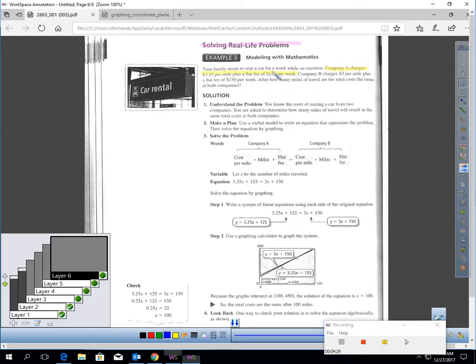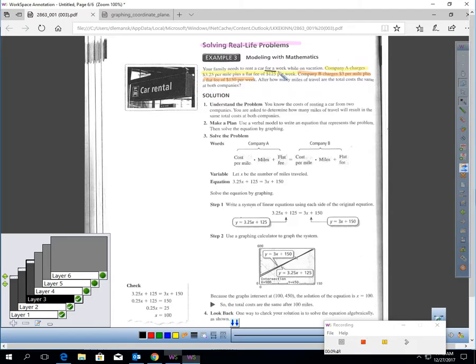Okay? Your family needs to rent a car for a week while on vacation. Company A charges $3.25 per mile plus a flat fee of $125 per week. Company B charges $3 per mile plus a flat fee of $150 a week. Now I want you to notice something. We have a rate of change here.